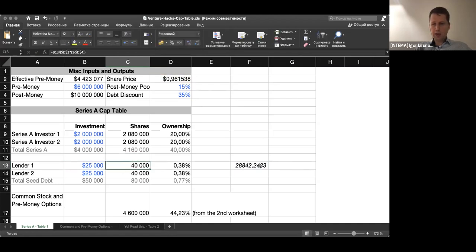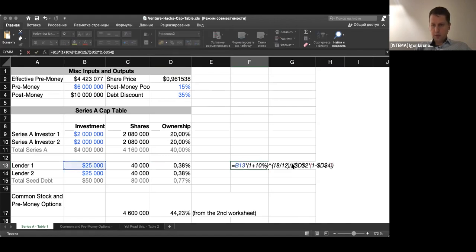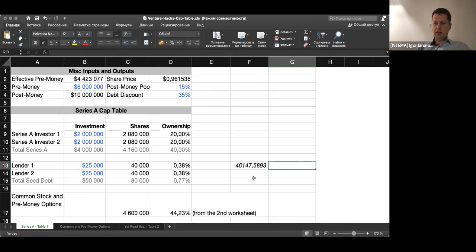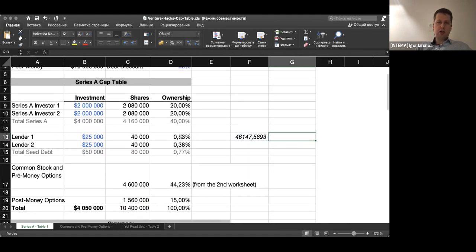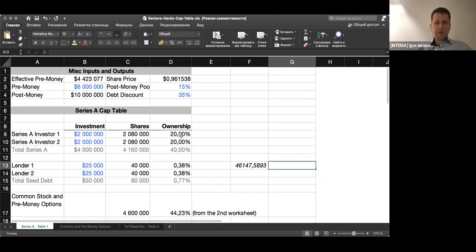Now let's copy. We will receive 46,000 shares. 46,000 shares, it's more than, what's the total number of shares? 10 million. 0.4% instead of 38%. It's quite a sufficient sum of money.